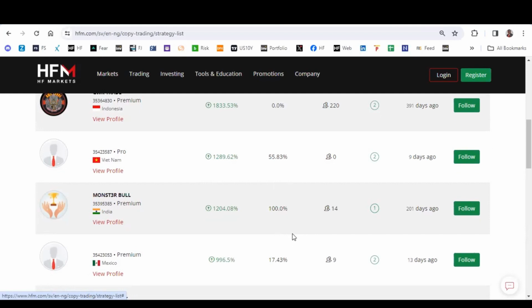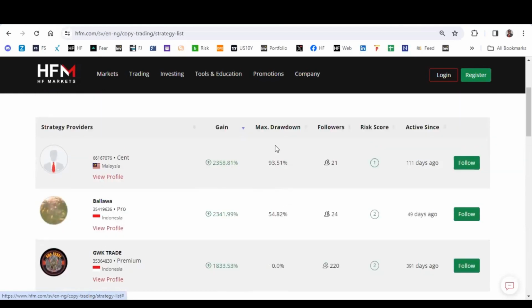Obviously, I may not be the biggest fan of somebody that has a high maximum drawdown. I want to keep the drawdown less than 20%, or 30%, 20% if I'm very conservative. If I'm very aggressive, maybe 30 to 40%.